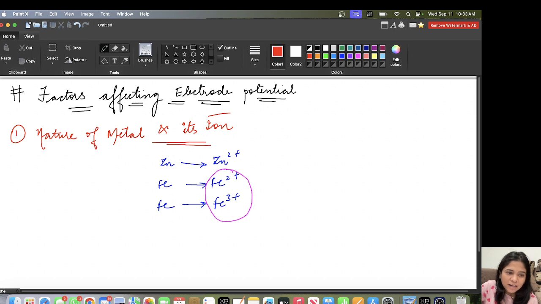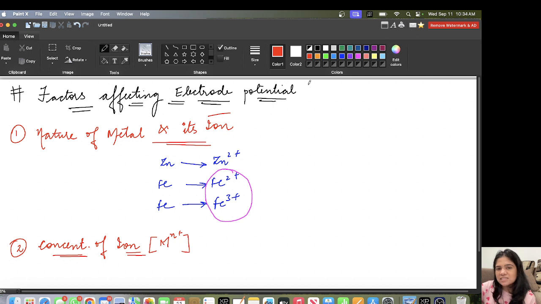The second factor is concentration. All this we will study in more detail in the Nernst equation. Next is the concentration of ions. Concentration we usually write in square brackets, [Mn+]. So it depends upon the concentration of ions also. In case of gases, we take partial pressure.